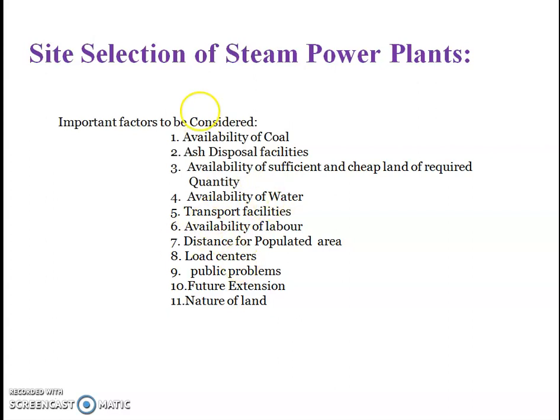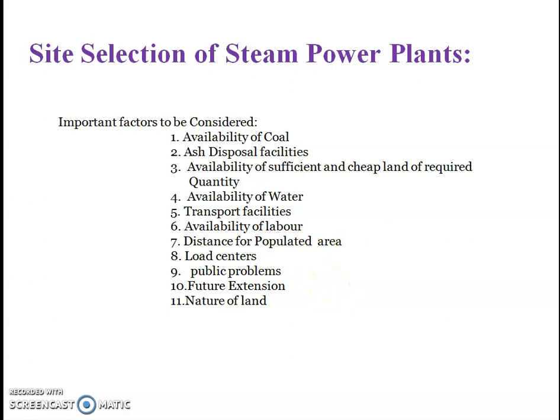And next one is transport facilities. Transport is one of the important considerations in locating the thermal power station. It is necessary to have a railway line available near the power station for bringing in heavy machinery for installation and for bringing the coal. And next one is availability of the labor. Cheap and sufficient labor should be available at the proposed site for the construction of the plant.